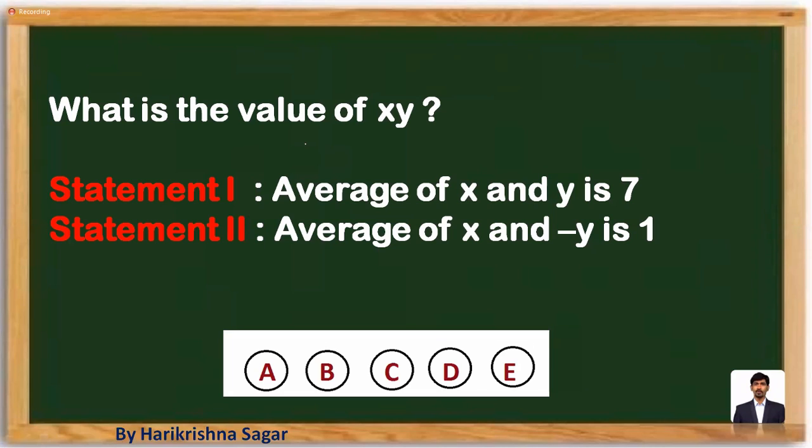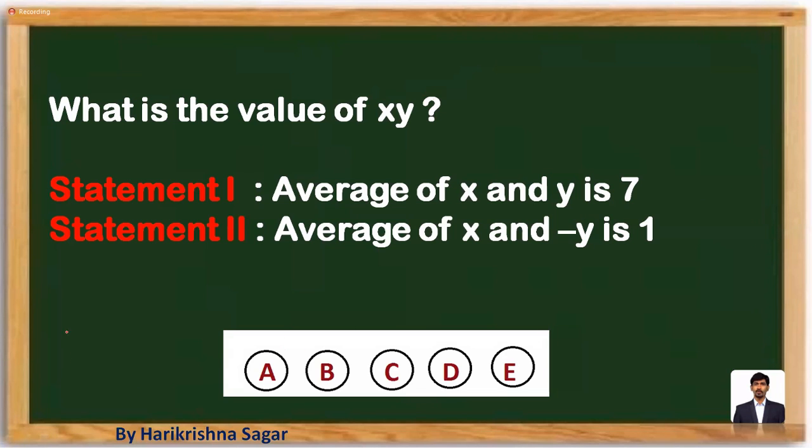If you observe, the question is: what is the value of xy? So we have to find the product of xy. We have statement 1 and statement 2. Observe the statements carefully and decide what is a possible answer choice here. Statement 1 is given as average of x and y is 7. Statement 2 is given as average of x and minus y is going to be 1. Average of x and y is 7 means x plus y divided by 2 is equal to 7.